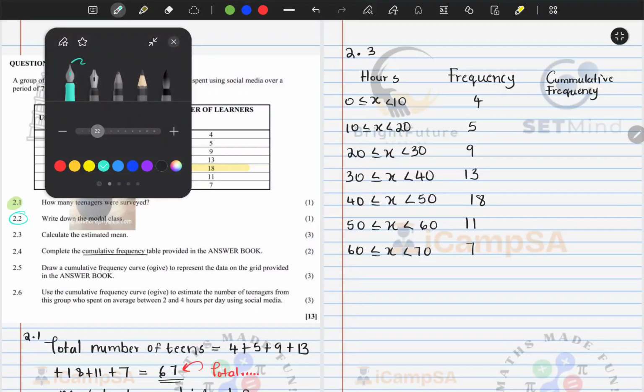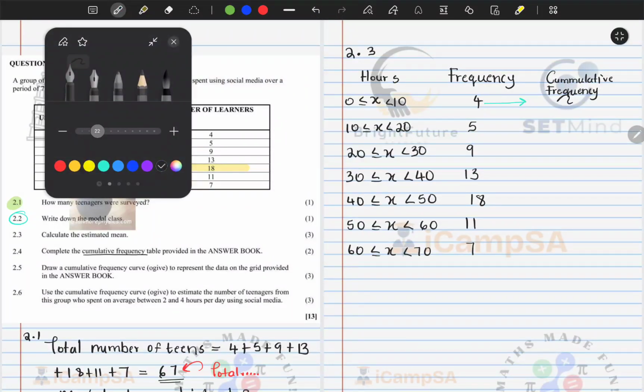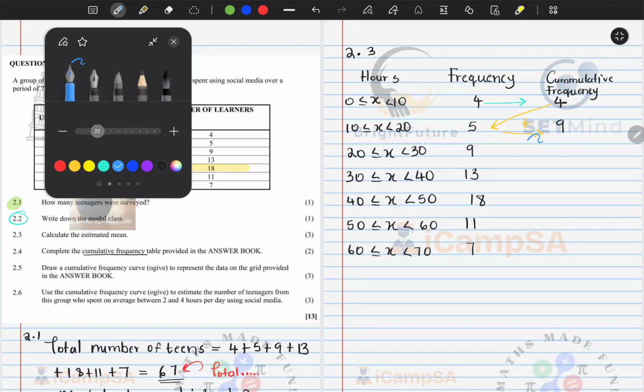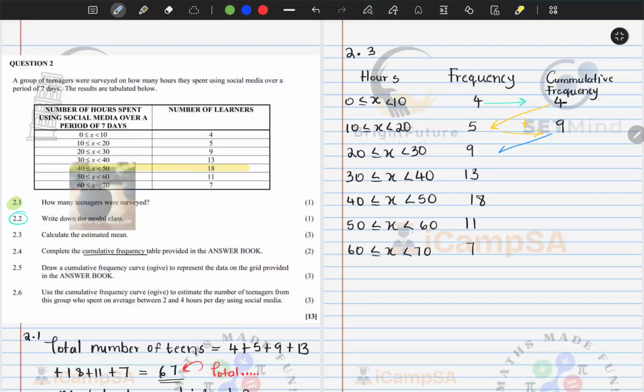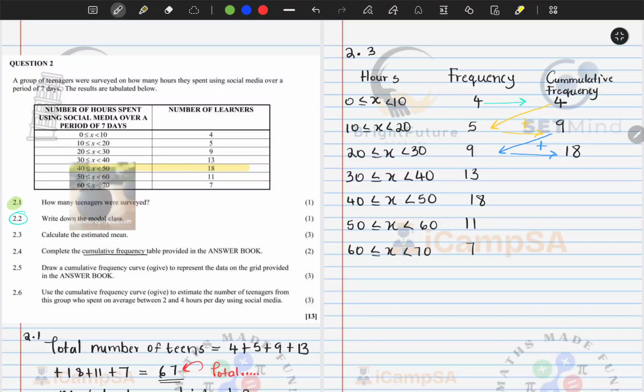With cumulative frequency, the first entry we take as it is, so that becomes a 4. Now to get the next one, you take the 4 and the 5 and add them, and you end up getting a 9. Then you take the 9 and add it with what you see next. So that's going to be 9 plus 9, and we end up getting 18.